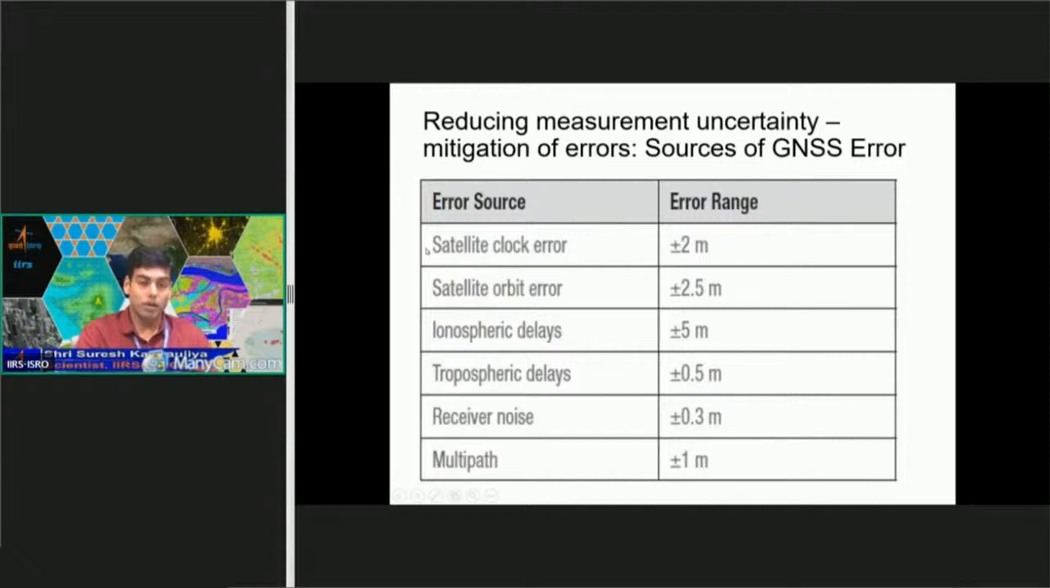Generally, how much error can each produce? These are the error ranges. Satellite clock error can produce plus or minus 2 meters. Orbit can produce plus or minus 2.5. Ionospheric can produce 5. Troposphere can produce 0.5. This is the reference level; it can vary, but it will vary in this range only. And multipath can vary by 1 meter. This can increase or decrease also. So these are some standard values.